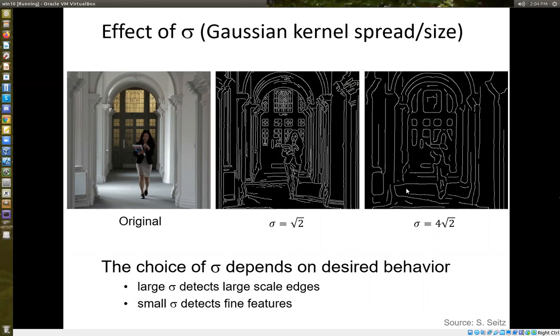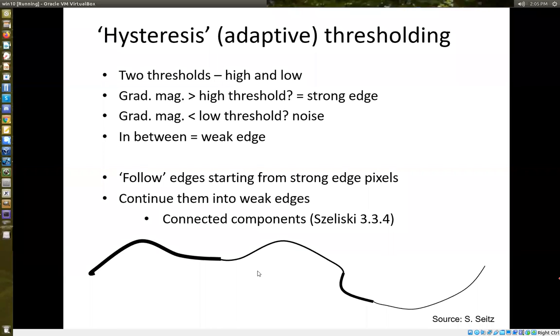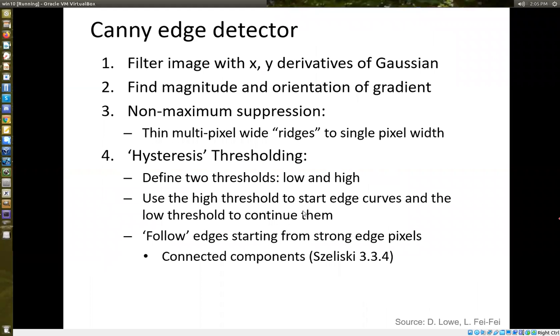You can change the smoothing coefficient, or you can change the thresholds also. I just mentioned the thresholds, the high threshold and the low threshold, like this one here. And that's it. Okay.